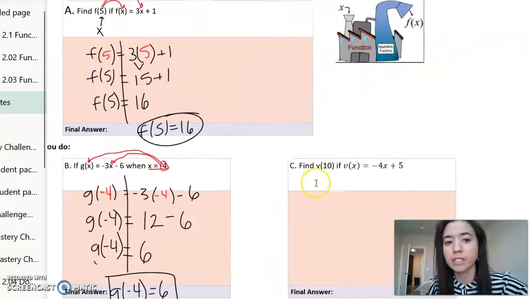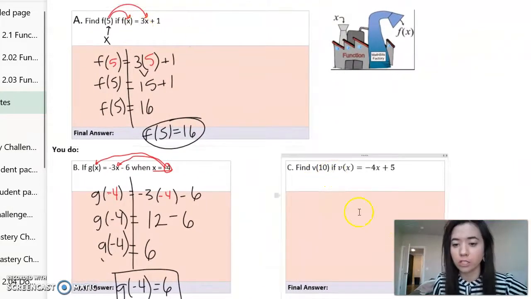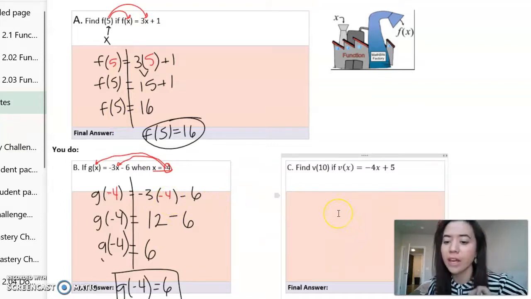This next one here is exactly the same as the one above, just with different numbers. So you have v of 10. If v of x equals negative 4x plus 5, you're going to take that 10, put it in both places where the x is, and solve it just like we did these two. So if you were stuck on B, pause me and now try C, or hang tight and watch if you're checking your answer.